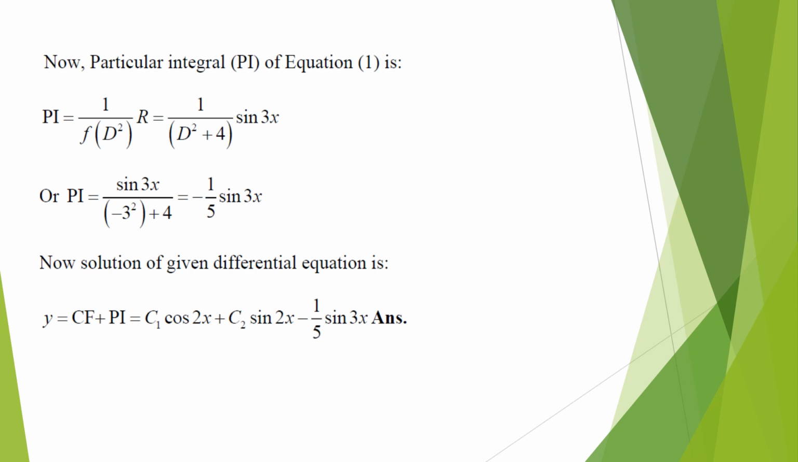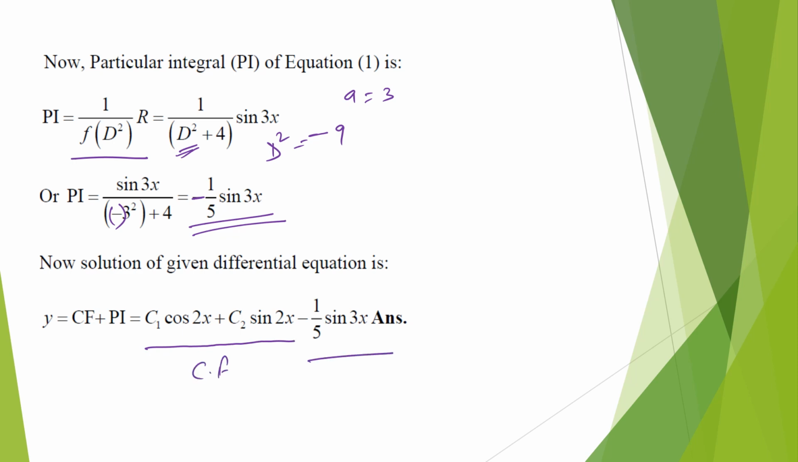Now for the PI portion, 1 over f of d square, d square is replaced by minus of 9 because a is equal to 3. Then d square is minus 9, remember this is minus 3 and square of 3 will be minus 9. Then the resultant will be minus 9 plus 4, which is minus 5, sin 3x. So this is the PI. So the final solution for the differential equation is C1 cos 2x plus C2 sin 2x, the CF portion, plus the PI, minus 1 by 5 sin 3x.